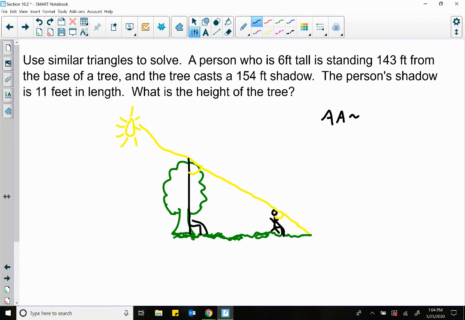All right. So now let's fill in some things that we know. So we know this person is 6 foot tall, and is standing 143 feet from the base of the tree. So from here to here, that's 143 feet. That's a horrible 3. Let's fix that.